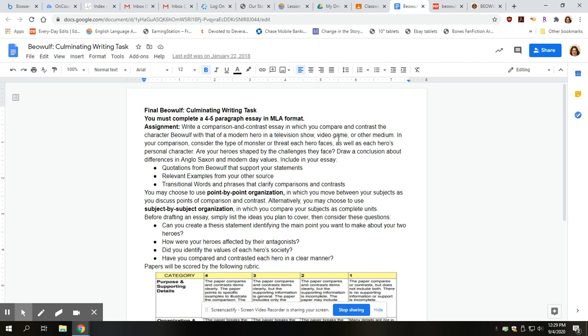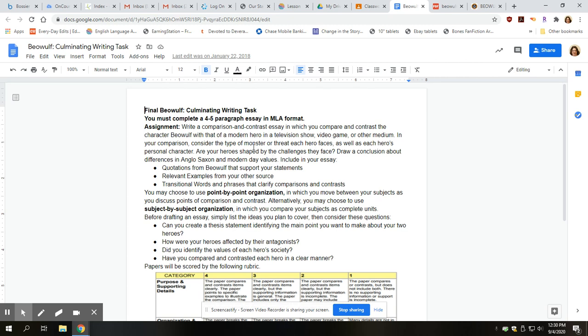Could be from a television show, a movie, a book, a video game. And then what you're going to do is compare and contrast Beowulf and this other hero that you're thinking about. Now, it does need to be somebody fictional. It doesn't need to be a real person like a fireman or a policeman. It needs to be a fictional character, an actual character from some sort of medium.